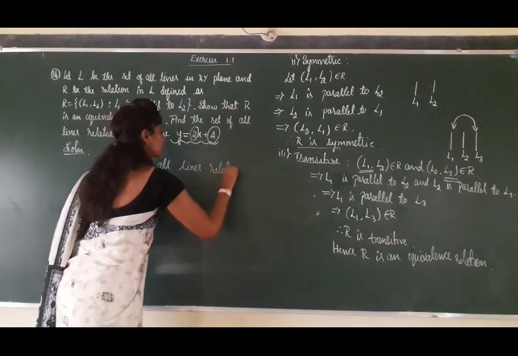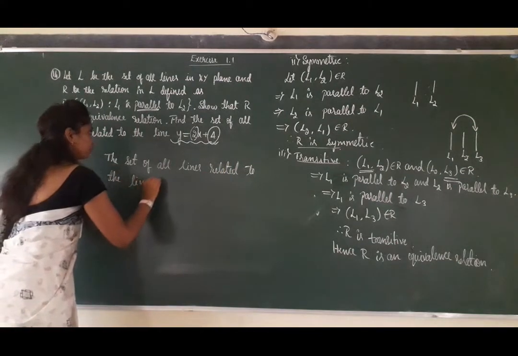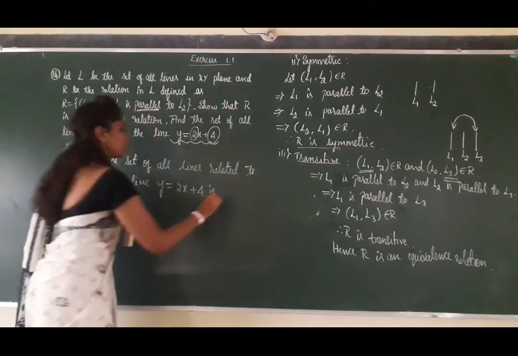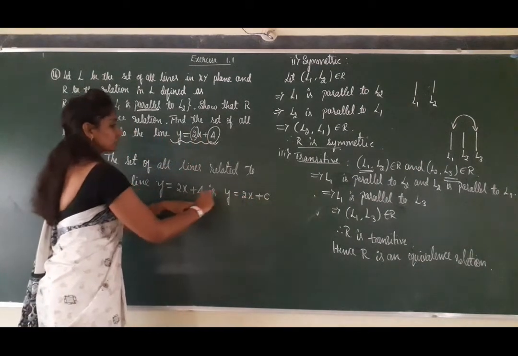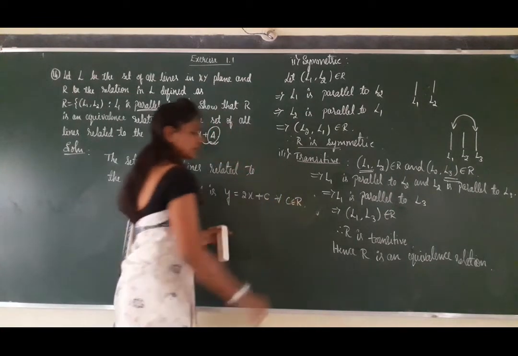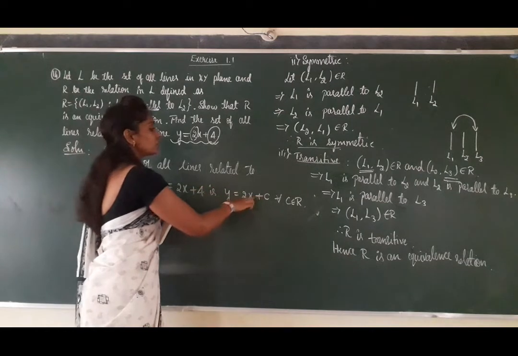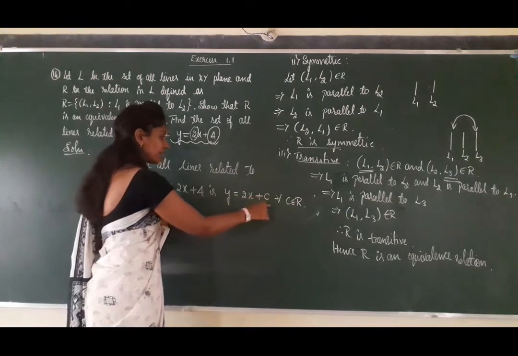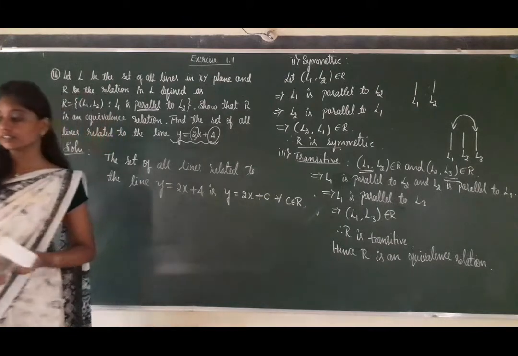The lines related to the line y is equal to 2x plus 4 are y is equal to 2x plus c. Same slope, but c in the place of 4, for all c belongs to any real number. So y is equal to 2x plus 4 is parallel to y is equal to 2x plus c. The set of lines y is equal to 2x plus c is parallel to y is equal to 2x plus 4. Is it clear?